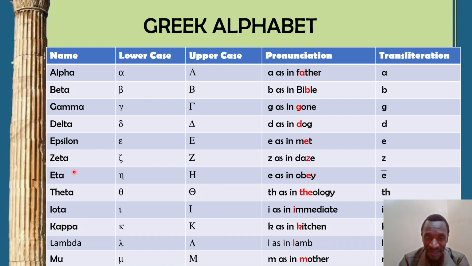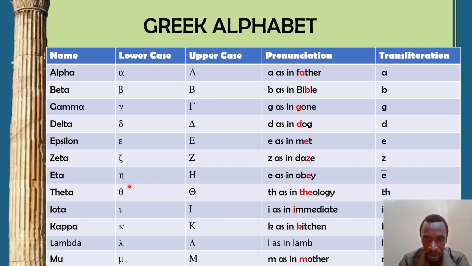The next letter is zeta. Zeta is written like this, and it has a Z sound, as in days, and it is transliterated as Z. Please, when you look at it and when you're writing it, it's like this, but it has a Z sound. Then the next letter is eta. Eta looks like this.